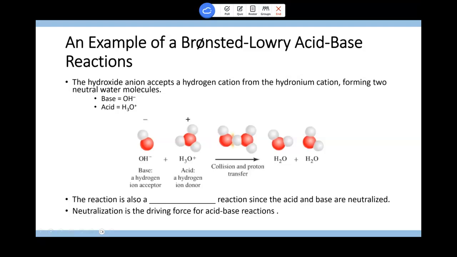And you'll see we start with 2 charged molecules, 2 ions, and we have 2 neutral molecules as a product. So this reaction is also called a neutralization reaction, because the acid and the base are neutralized in charge. And this is the driving force for acid-base reactions.